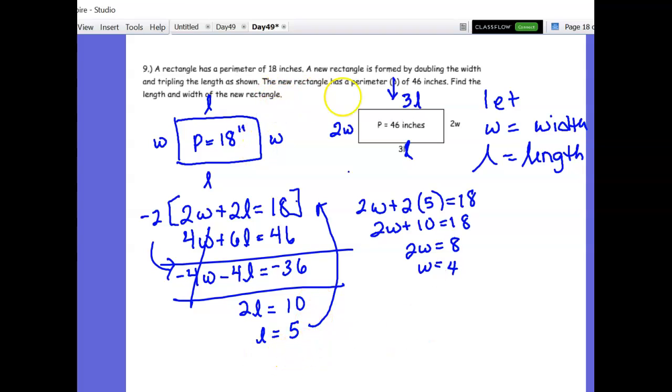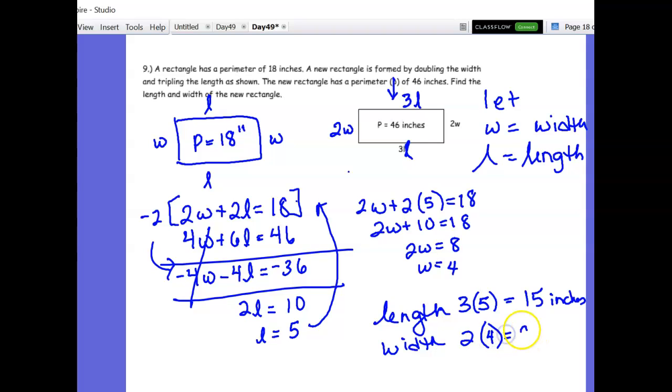But let's look at the question. It's asking find the length and width of the new rectangle. So this is the length and the width of the original rectangle. The new one, the length would be 3 times 5, which would be 15. Oh, that would be the length, I'm messing that up. Okay, so the length would be 3 times 5, which would be 15 inches. And the width would be 2 times our W, which would be 2 times 4, would be 8 inches.